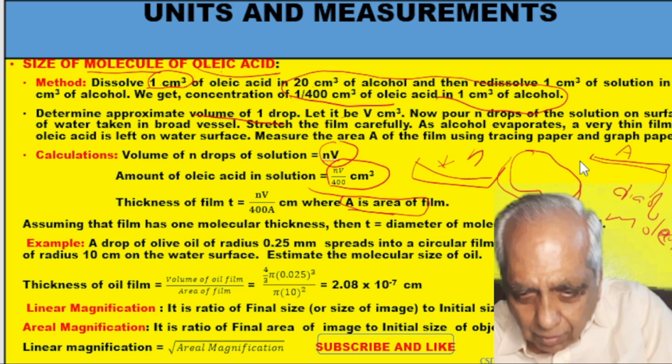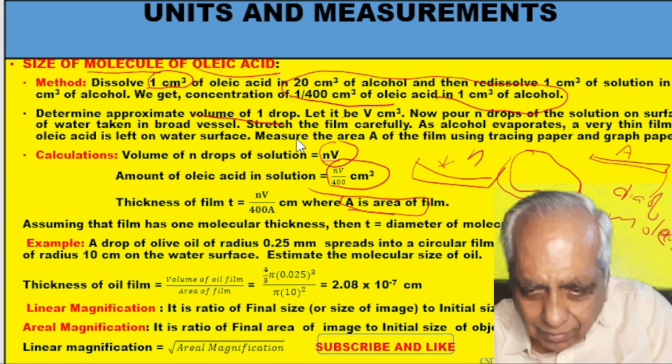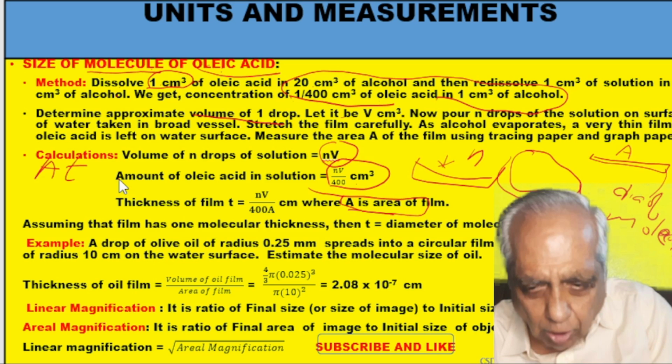Now I know the total volume. This volume of oleic acid is equal to area into thickness, so thickness is volume upon area. That's what I have written. Thickness of the film is NV upon 400A, where A is the area of the film. In this manner, if we measure, we'll get an answer of the order of 10 raised to minus 9 centimeter. So we say that the oleic acid molecule diameter is of this order.